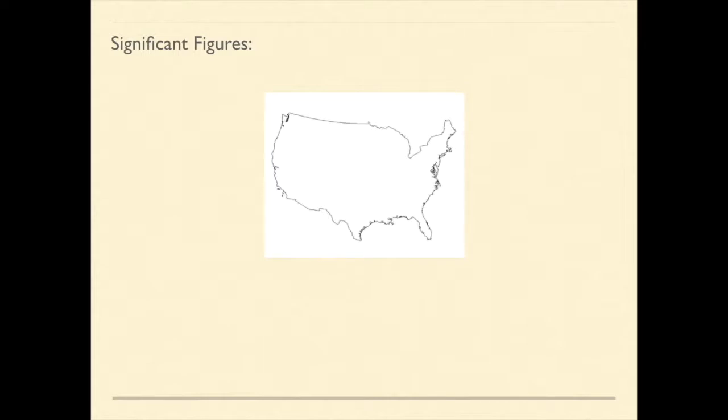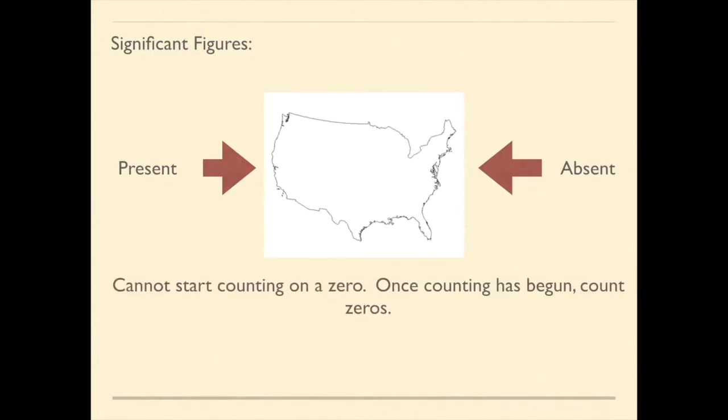Now, looking at the United States, the ocean on the left-hand side would be the Pacific Ocean, and the ocean on the right-hand side would be the Atlantic Ocean. And so what I say is that if the decimal place is present, then you are going to be counting from left to right. If the decimal place is absent, then you're going to be counting from right to left. Now, one other rule that you need to keep in mind: you cannot start counting on a 0, but once you start counting, you may count zeros.